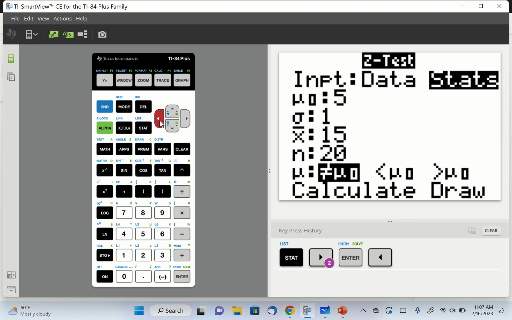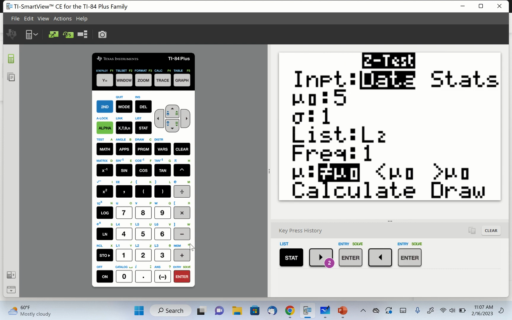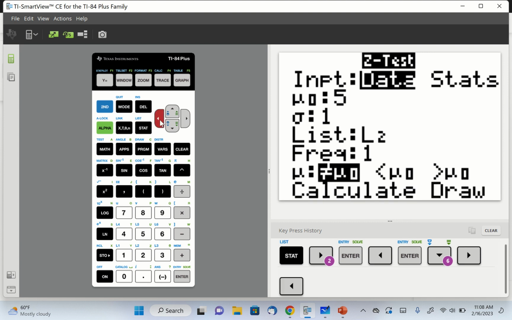If the data is given, highlight data and hit enter. And you would come down, enter the population mean, population standard deviation sigma, list name where your data is entered, frequency is at 1 if it's a singly listed data, and you would again type in the list name of the list where your frequency is if you had frequency. Come down and select the direction of the hypothesis test. This is based on your alternative hypothesis. Come down to calculate, or you are also able to draw the graph of this problem.